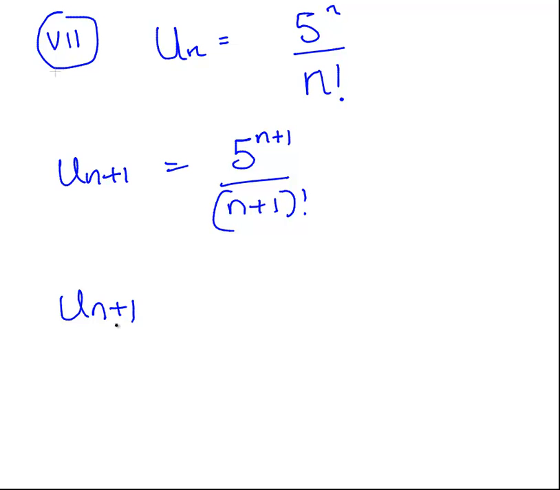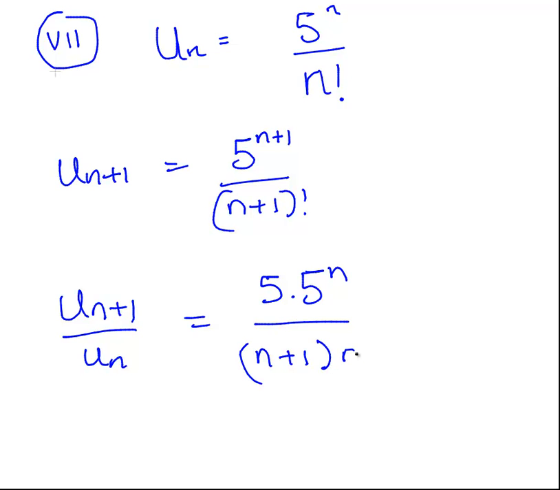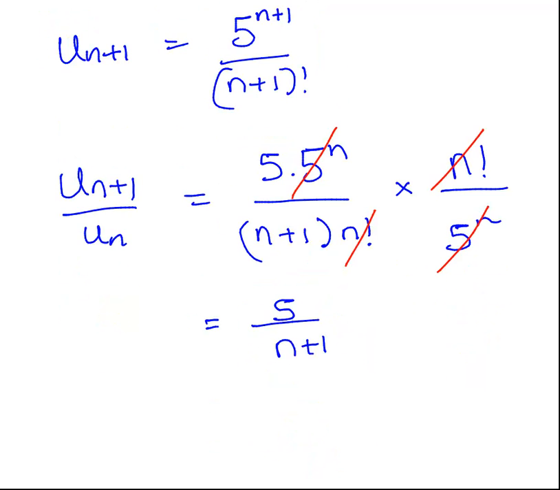u of n plus 1 divided by u of n equals, let's rewrite this in terms of stuff we know. Okay, so we're expressing 5 to the n plus 1 as 5 times 5 to the n, and n plus 1 factorial is n plus 1 times n factorial. And now multiply that by the inverse of u of n. Okay, and here the n factorials cancel out and the 5 to the n's cancel out, and what we're left with is 5 over n plus 1. Okay, so that's the answer we're looking for here.